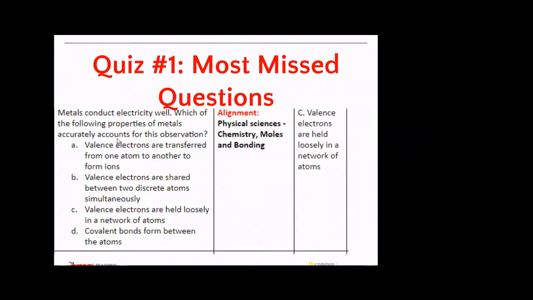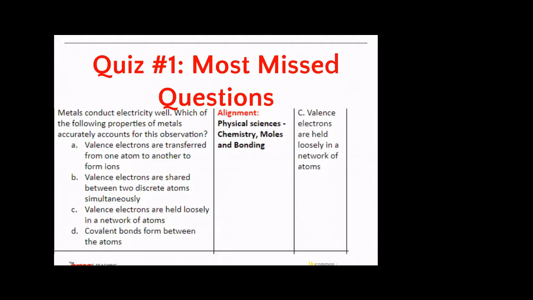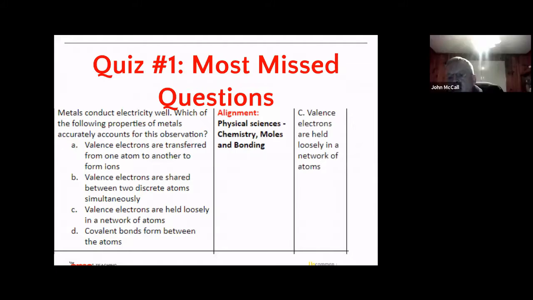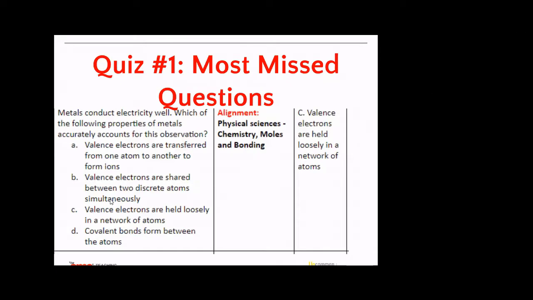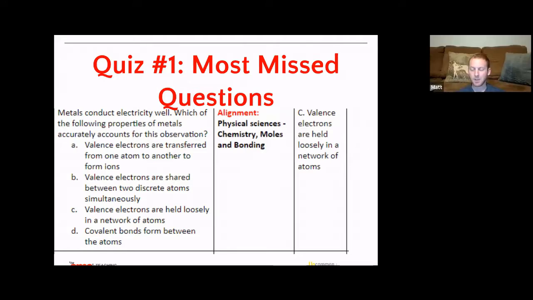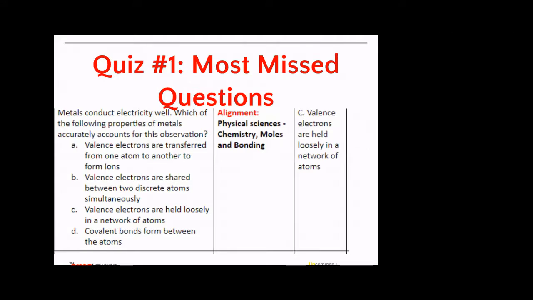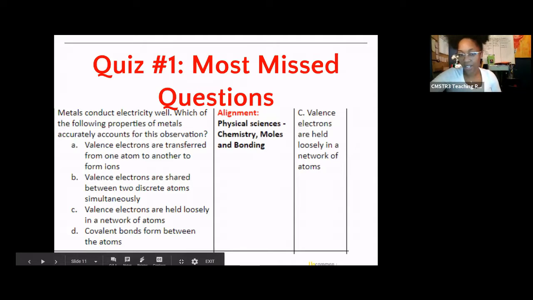Just to review though, A, if it's talking about transferring, which bonds are transferring electrons? Ionic. And what type of compounds make up ionic bonds? Metal and non-metal. So for A, that is ionic. B is talking about sharing. So sharing would be what? Covalent. And covalent bonds are formed between what? Non-metal, non-metal. You guys are awesome. And then D would be knocked out because again, it's talking about covalent. So great job. Again, the answer here is C.